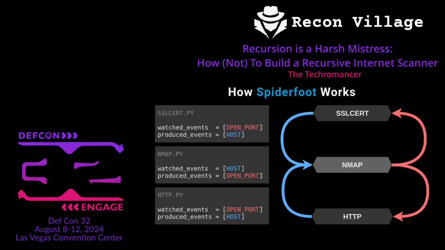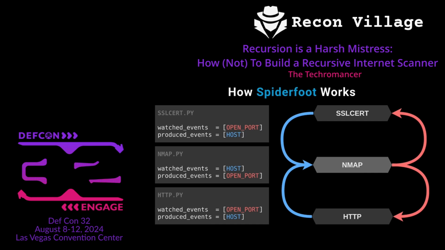So just to explain how Spiderfoot works, because this is also how BBOT works, but I did not invent this idea. Spiderfoot was the first one to do it. Okay, so the way Spiderfoot works is each of its modules does one specific thing. In this example, I have 3 modules: SSL cert, Nmap, and HTTP. Each of those modules consumes a certain type of data, does something to it, and then produces a new type of data. In this example, the red line is open port and the blue line is host. So you see that Nmap consumes hosts, port scans them, and outputs open ports.